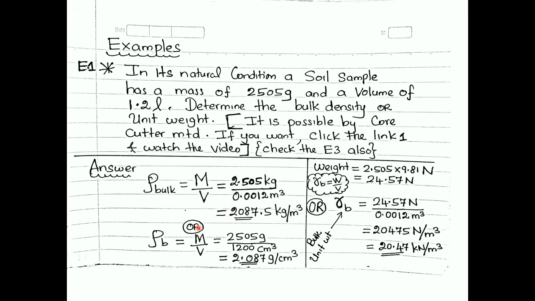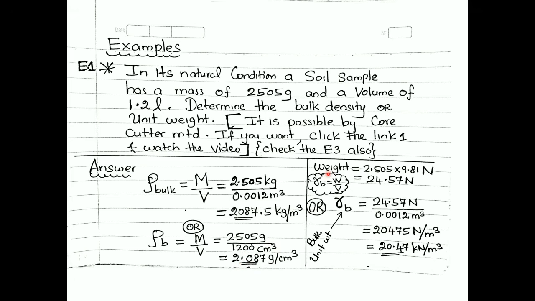Or bulk density is equal to total mass over total volume, which is 2505 gram divided by 1.2 liter, which is equal to 1200 milliliter or 1200 centimeter cube. Therefore the answer is 2.087 gram per centimeter cube.